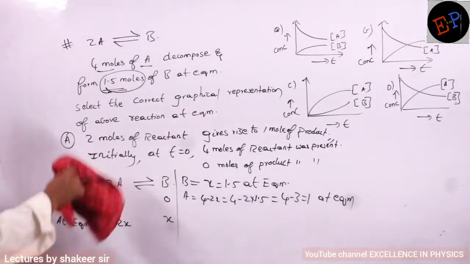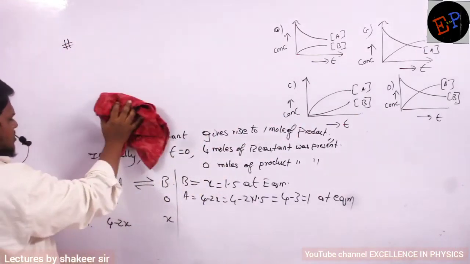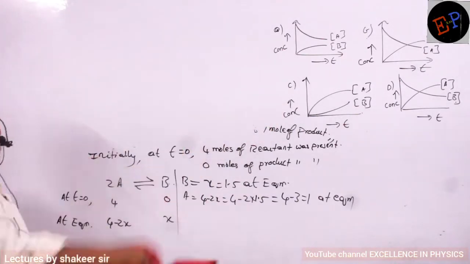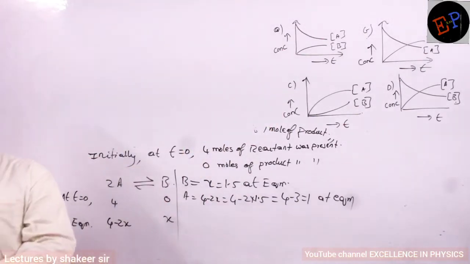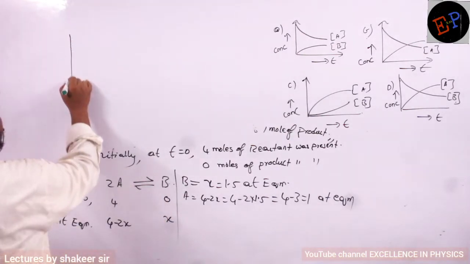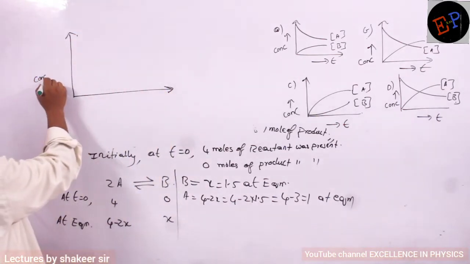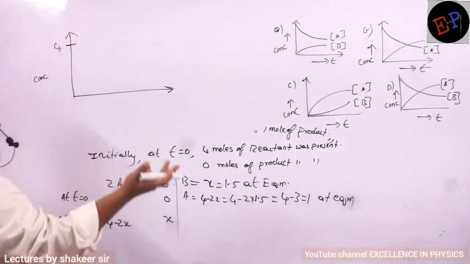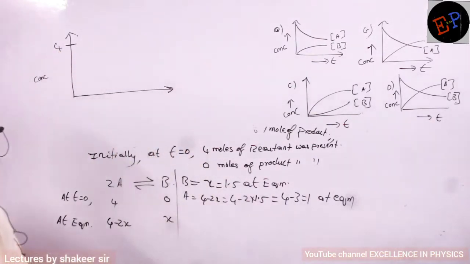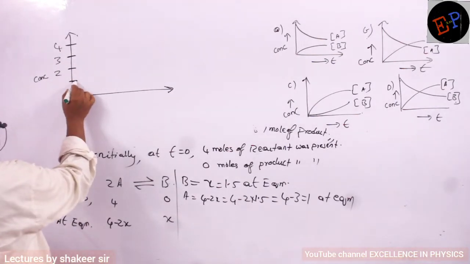Any doubt here? In solving this kind of problems, you have to take two situations. First situation is when time is equal to 0, and second situation is at equilibrium. These are the two conditions you have to take always. Now see, the maximum number of moles is 4, in either reactants or products. So concentration I will take 4. Number of moles is nothing but concentration also. So 4, 3, 2, 1, 0.